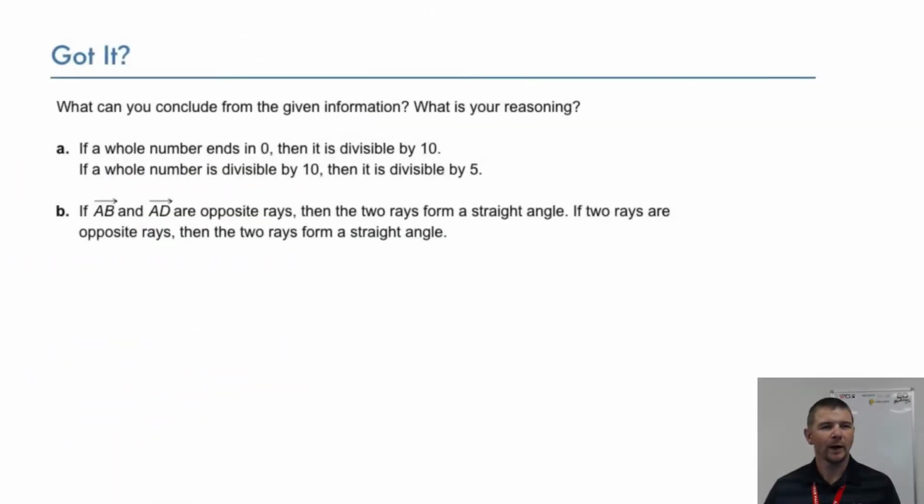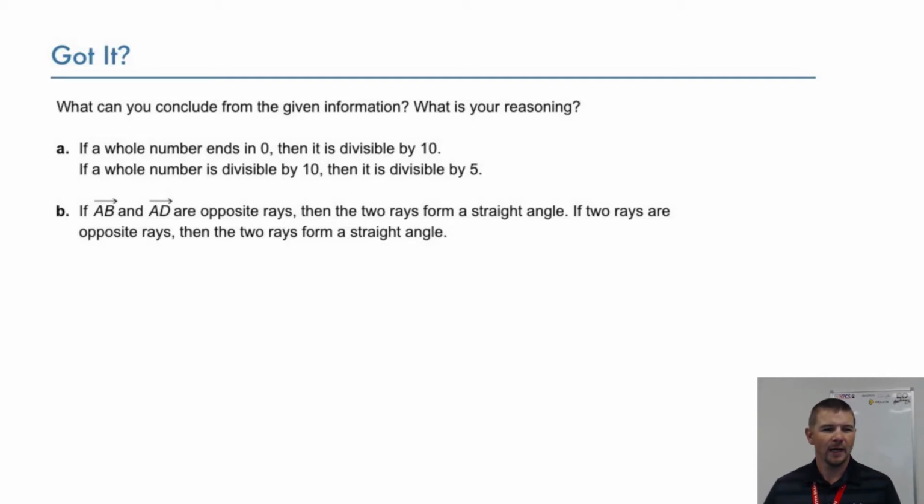Your turn. What can you conclude from the given information? What is your reasoning? Part A. If a whole number ends in 0, then it is divisible by 10. And if a whole number is divisible by 10, then it is divisible by 5.